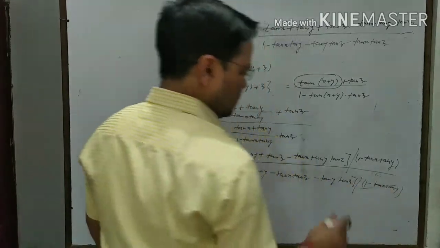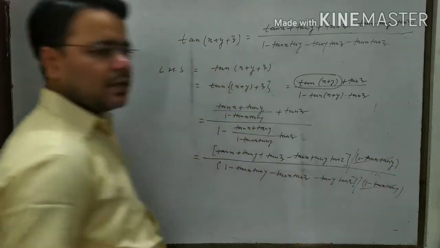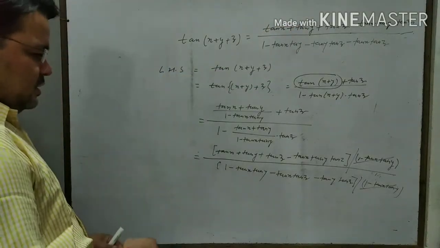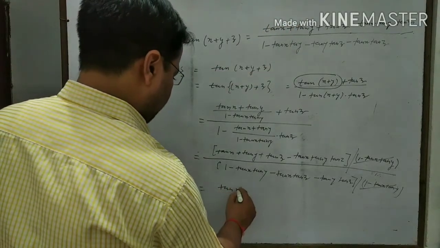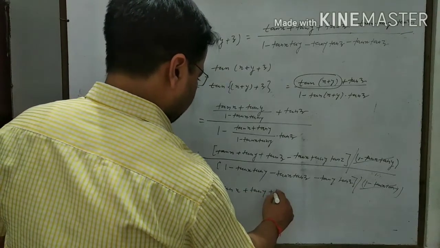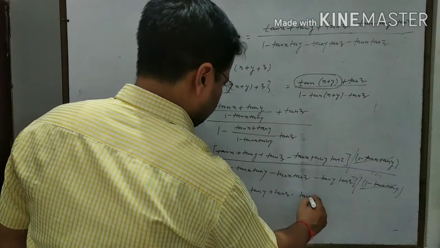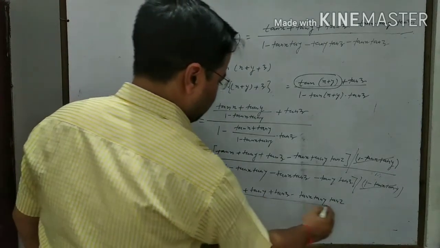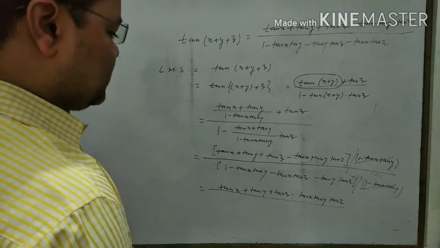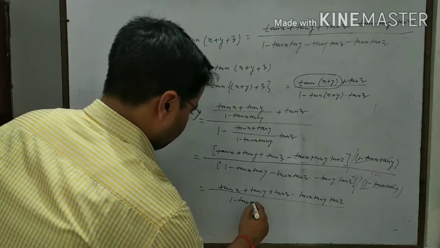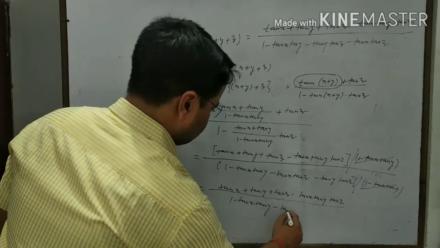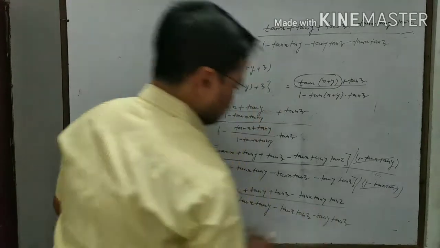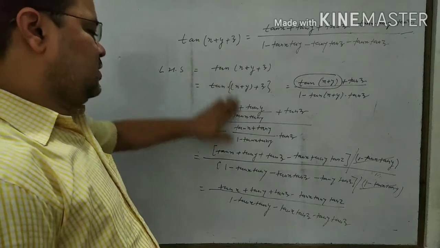Now the denominator of the denominator and the denominator of the numerator will be cancelled, and finally we get the left hand side value, which is tan x plus tan y plus tan z minus tan x tan y tan z, and here whole upon 1 minus tan x tan y minus tan x tan z minus tan y tan z. In this way we can verify this formula.